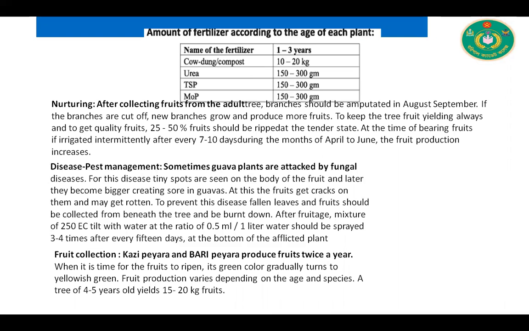Fruit collection. Kazipeara and Baripeara produce fruits twice a year. When it is time for the fruits to ripen, their green color gradually turns to yellowish green. Fruit production varies depending on the age and species. A tree of 4 to 5 years old yields 15 to 20 kg fruits.